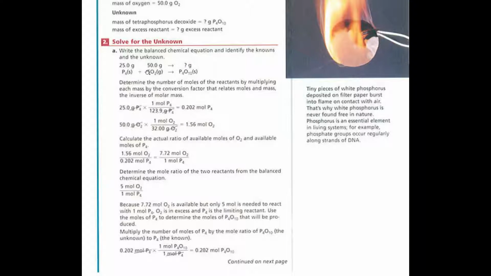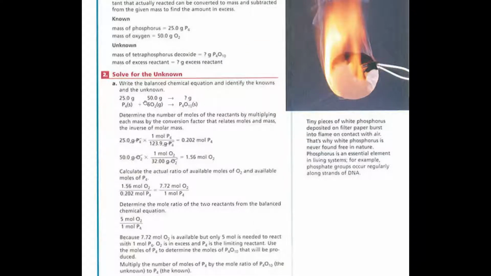Now, the way the problem is written, you don't actually know the balanced chemical equation. It says there's phosphorus, there's oxygen, and it makes tetraphosphorus decoxide. You have to go and balance it. It does tell you what P4 looks like, what O2 looks like, and what P4O10 looks like, but it does not tell you that there's a 5 here. Hopefully you can see that we put the 5 here to have 10 oxygen atoms, so we can get P4O10 over there, and everything is balanced.